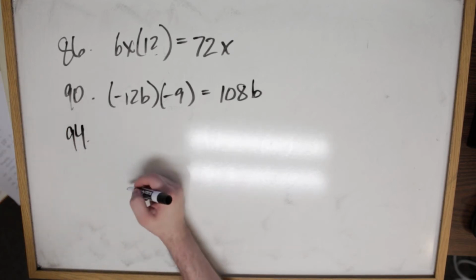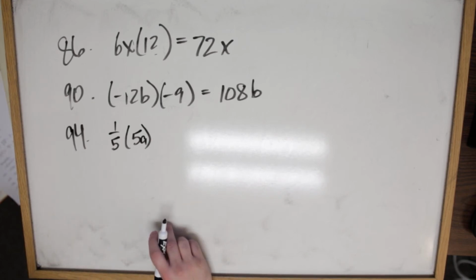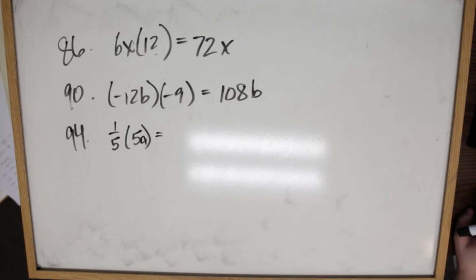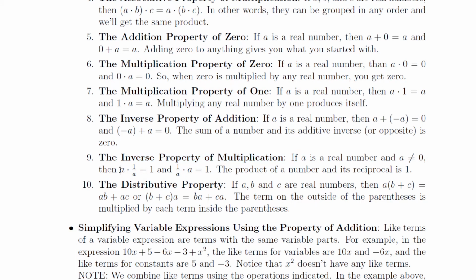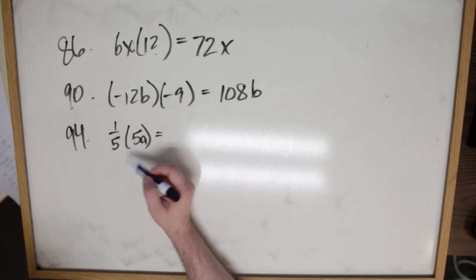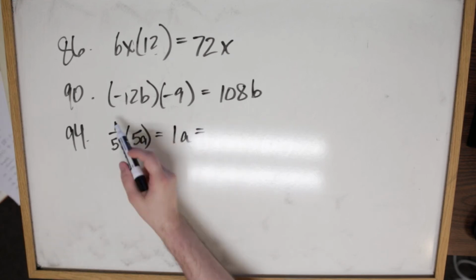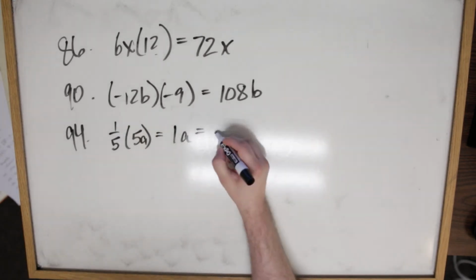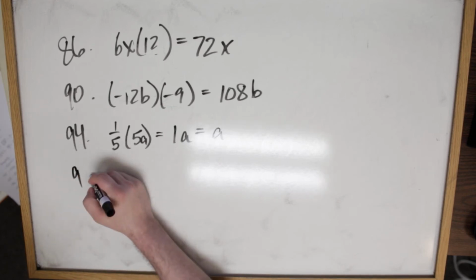94, 1/5 times 5a. Remember, going back to the notes, the inverse property of multiplication: if I have a times 1 over a, or 1 over a times a, that equals 1. That's what we have here. You have 1/5 times 5, and because of the 1/5 times the 5, that's going to equal 1. And again, the a comes along for the ride. So your variables are just following what's happening with the multiplication between the numbers. So 1a is just equal to a. We don't need the 1 in front to demonstrate that it is just 1a.